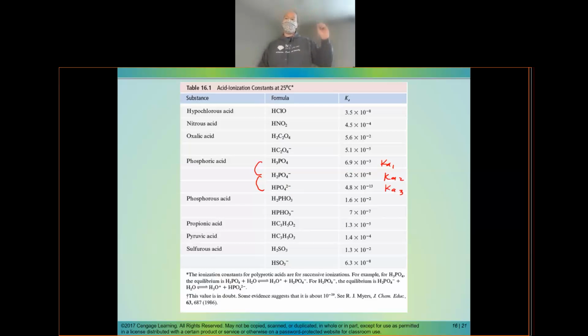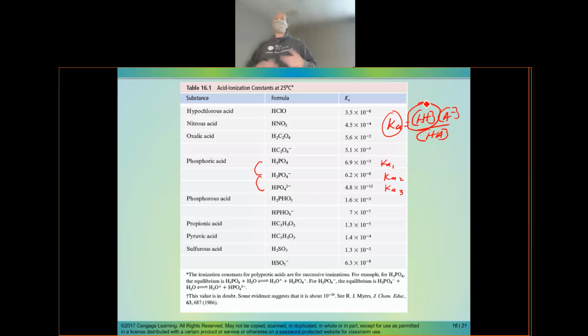So the larger the Ka value, remember that Ka is your H plus concentration, A minus concentration over HA. So if you have a large Ka value, that means you're going to have a larger amount of H plus, which means you're going to be more acidic. If you have a very small Ka, you're going to have a very small amount of H plus, and you're going to have a weaker acid.